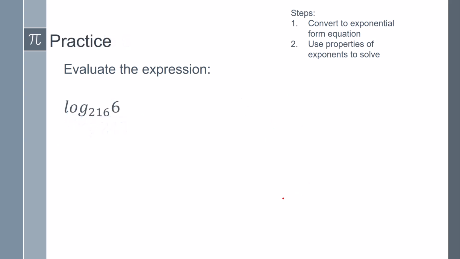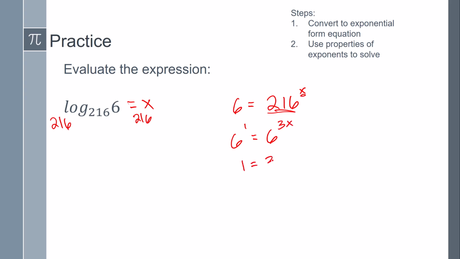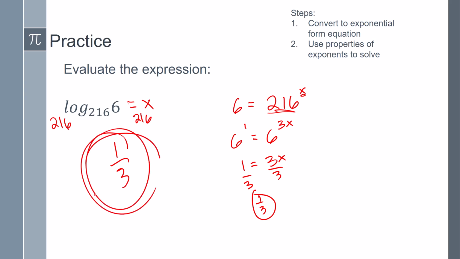Same thing here. I don't know what that equals, so I can take base 216 to both sides. So I get 6 equals 216 to the x. I have to make these the same bases. Well, 216 is 6 to the 3rd. Now that the bases are the same, I set the exponents equal and divide both sides, so I get 1/3. So just know it's going to be 1/3. Like I said, you're not going to have to use this every time. But for the logs in which we can't think of it, like this one here, it's very, very useful.